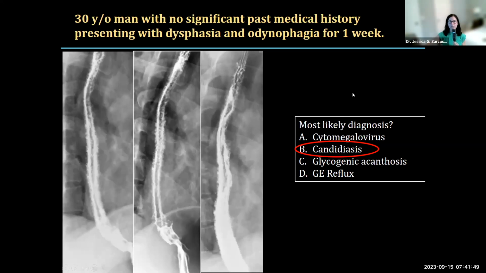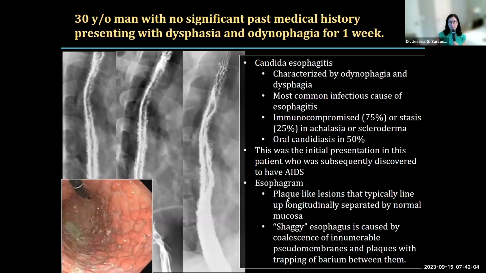So here throughout the entire esophagus, we have these diffuse thickening of the esophageal folds. We have extensive mucosal irregularity, and this is what Candida looks like. It is most commonly characterized by odynophagia, and is the most common infectious cause of esophagitis. It more commonly occurs in the setting of immunocompromised patients, but can also occur in the setting of stasis, such as patients who have achalasia or scleroderma.